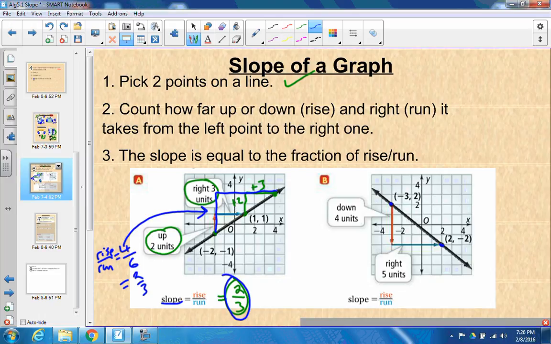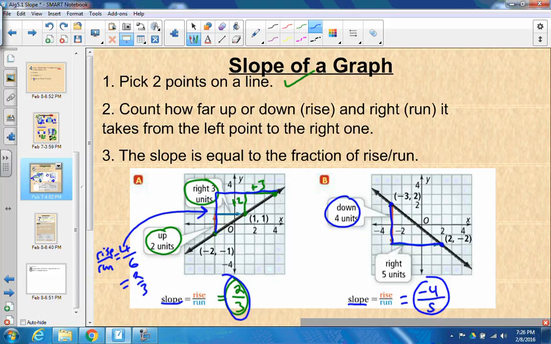So we're going to go from left to the right. We go down 4 units. So the rise would be -4 because you're going down. And right 5 units, so it'd be +5. So your slope would be -4 over 5 because that can't be reduced.